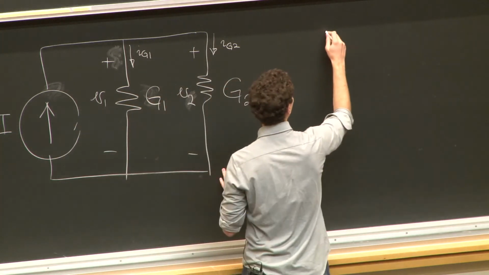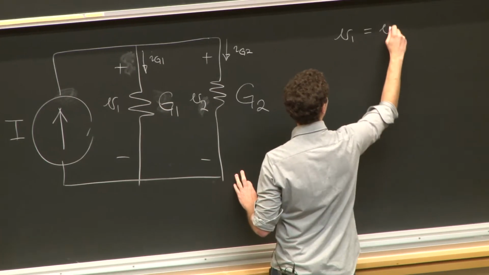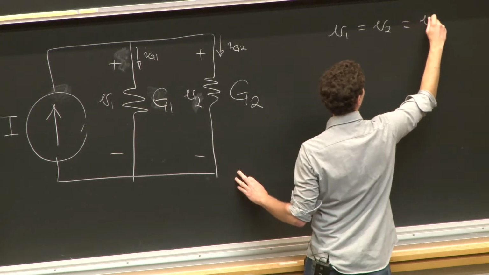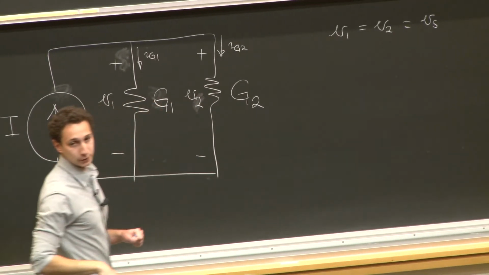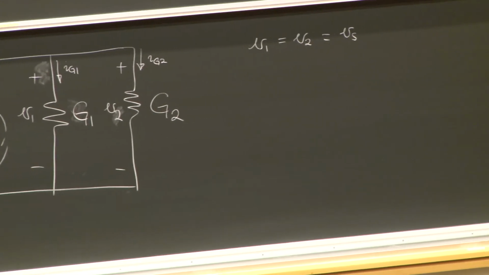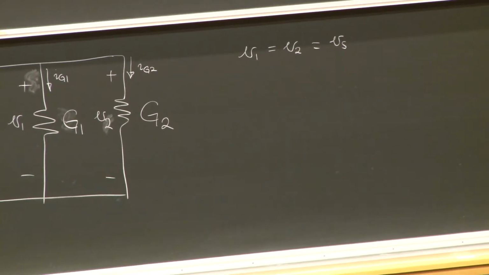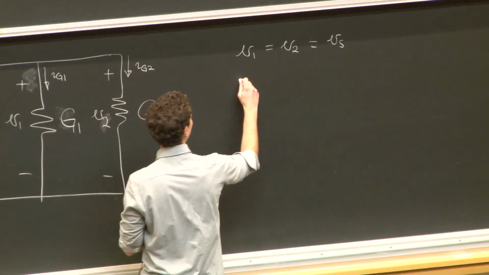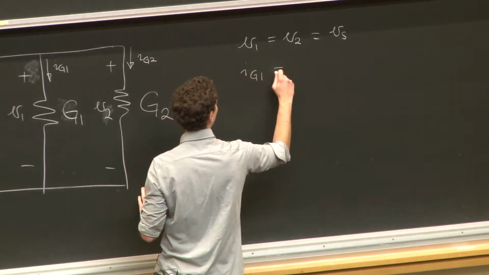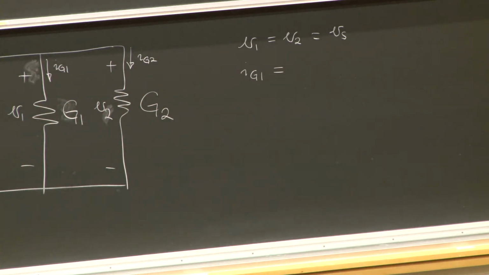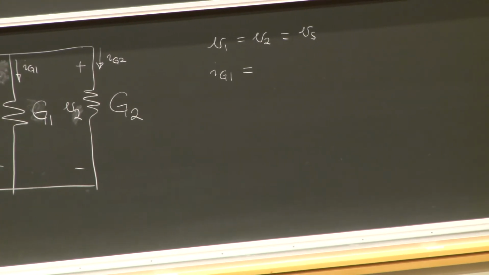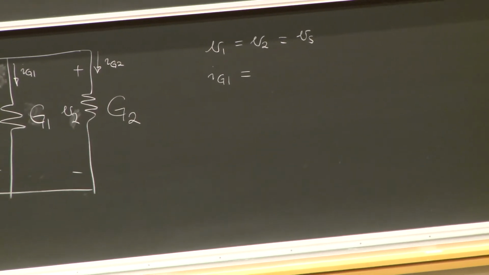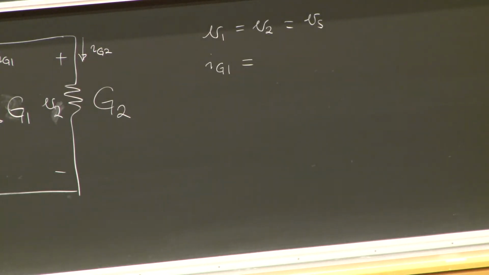So I know V1 is equal to V2 is equal to whatever source voltage is being generated by this current source, right? All the voltages are the same. They're all in parallel. Okay? Now, what is the current through this first conductor, given the conductance and, let's just say I know the voltage right now? Does anybody remember what the definition of conductance is? What is conductance?